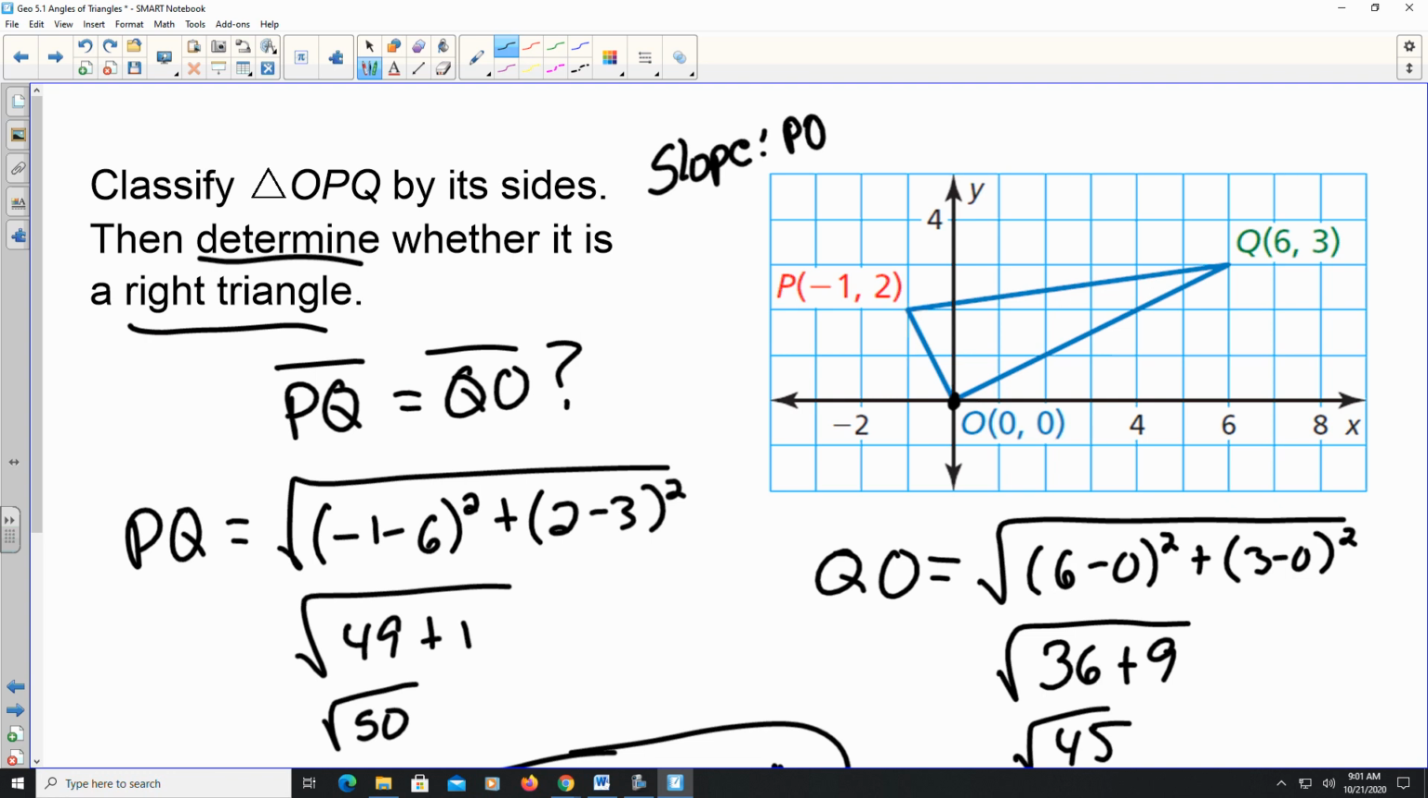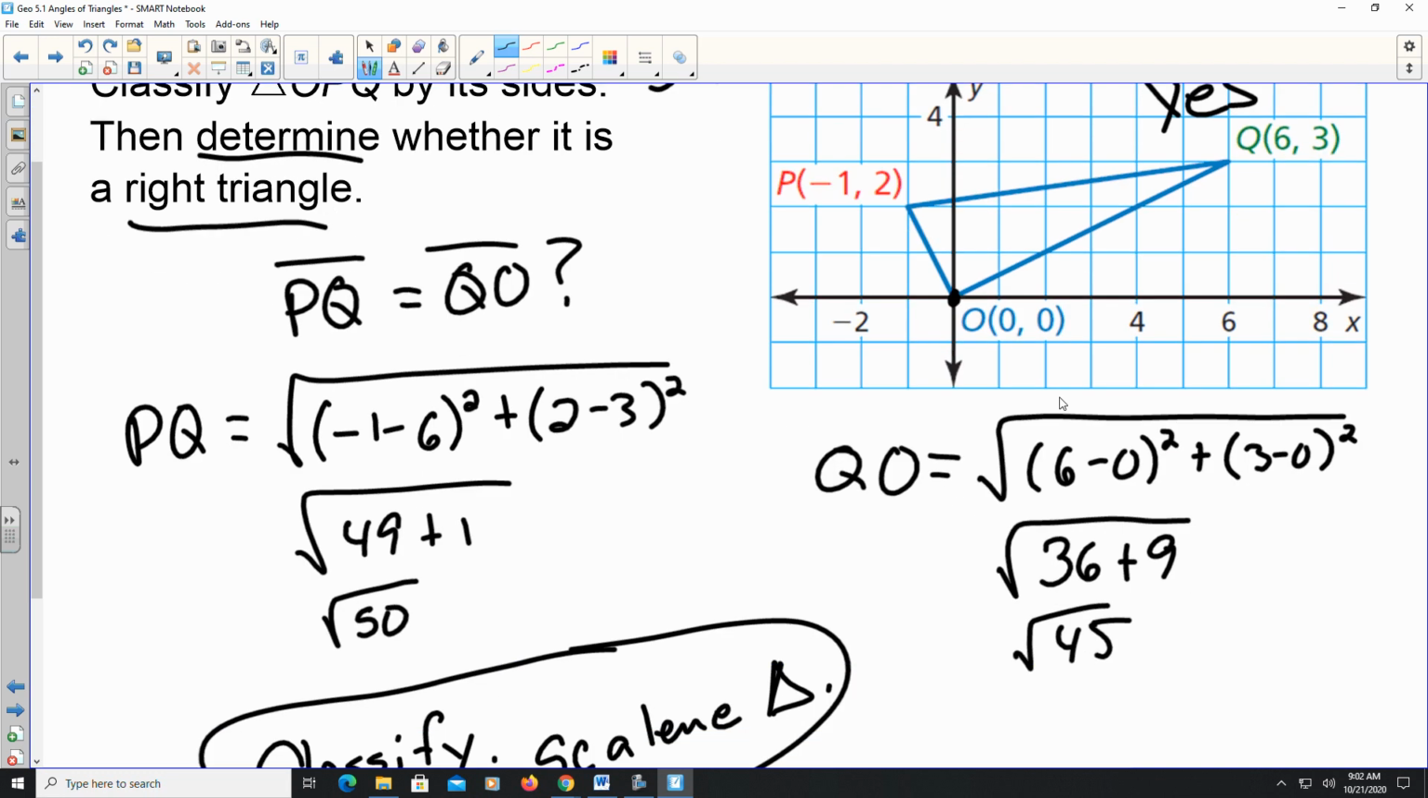So PO is going to be down 2 to the right 1, so it's -2 over 1. If I looked at the slope of OQ, it's going up 3 to the right 6, so that's going to be 3 over 6, which reduces to 1/2. Is -2 and +1/2 opposite reciprocals of each other? The answer is yes. They are opposite reciprocals of each other. So since they are opposite reciprocals of each other, I can say that this is also a right triangle.